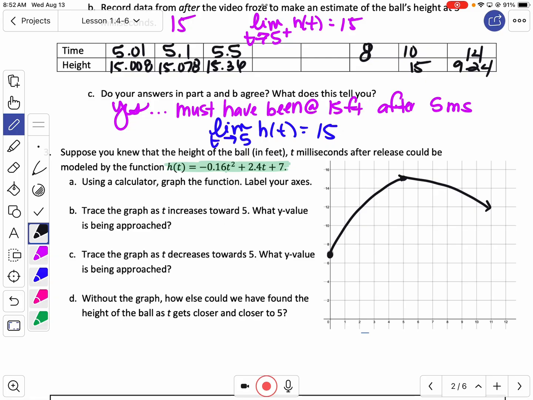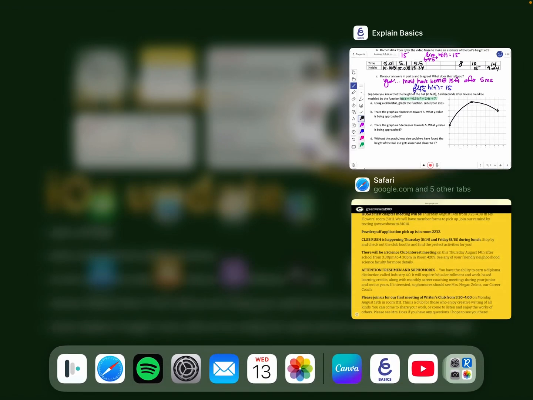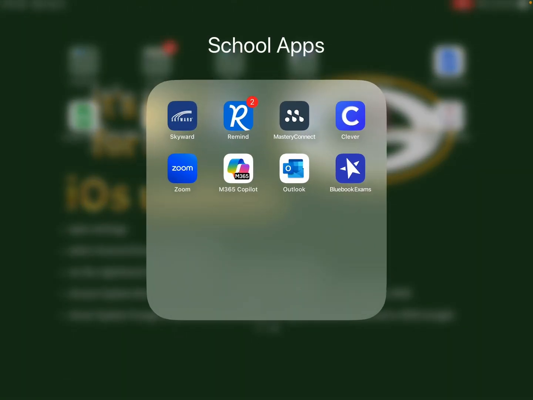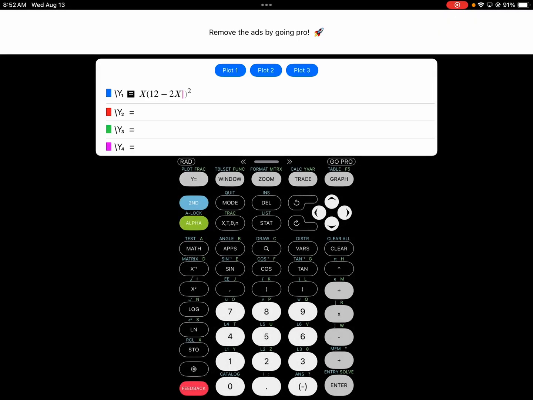All right, do you remember how to trace a graph? Put it in y equals, and then just hit trace. Okay, where's that at on your calculator? I can't remember. Let's jump over here and get mine open. Okay, so if I go to y equals and I put that equation in, negative 0.16x squared plus 2.4x plus 7, and I graph it.